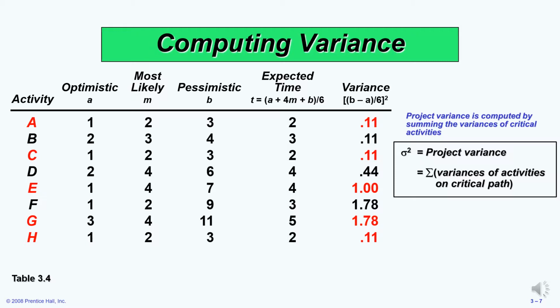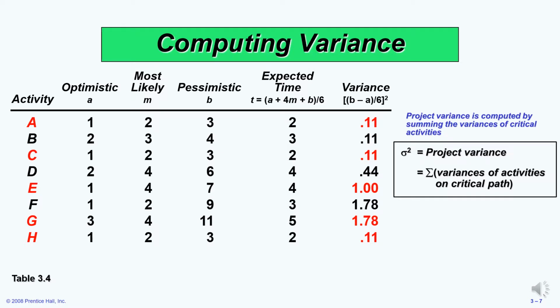So for practice, you can repeat for each activity and ensure that you are getting the result as shown by this column, the expected time column. Let's now see how you compute the variance. The variance, as we saw in the slide earlier, is computed by this formula: pessimistic minus optimistic, divided by 6, squared. So let's calculate the variance for activity A. Pessimistic time is 3, optimistic time is 1. So 3 minus 1, which is B minus A, gives us 2. 2 divided by 6, squared gives us 0.11. You can practice.